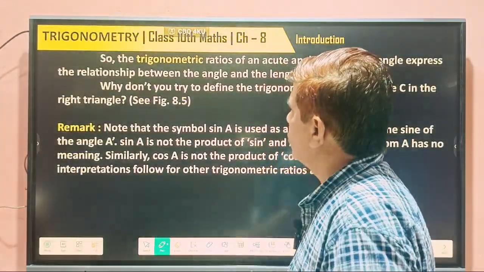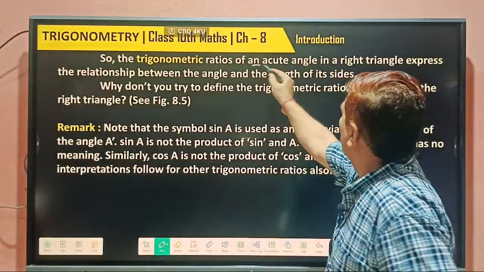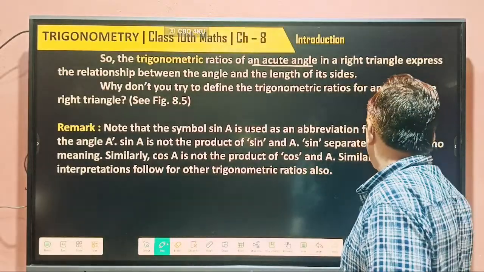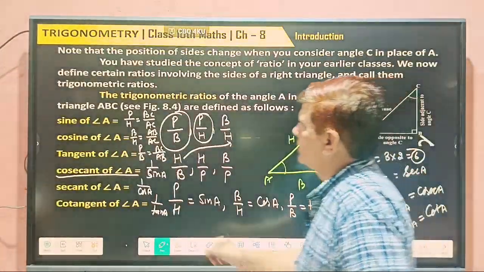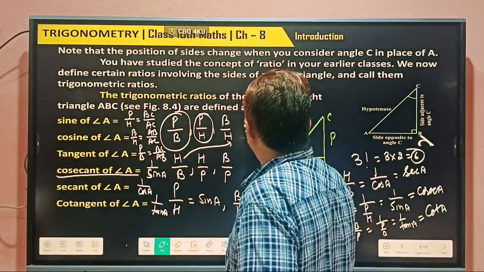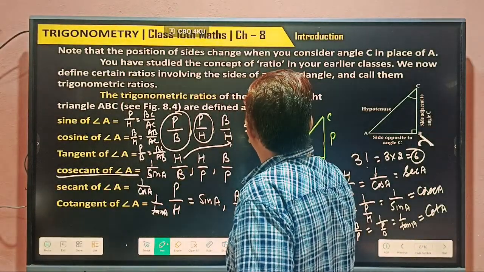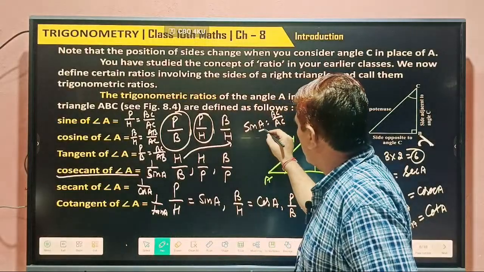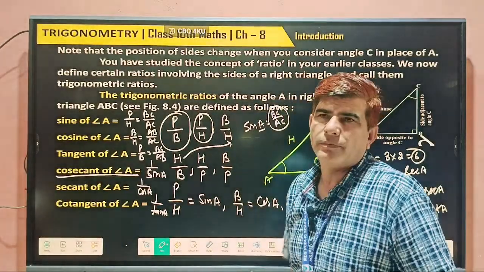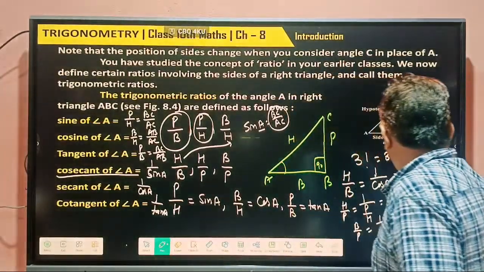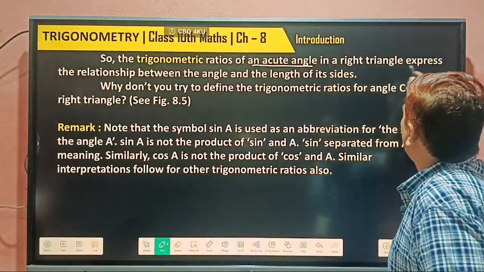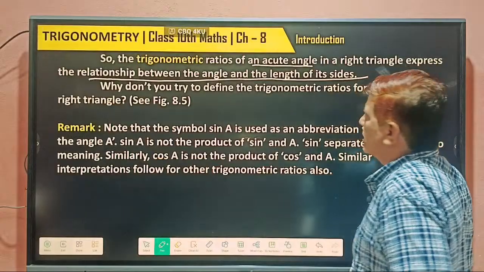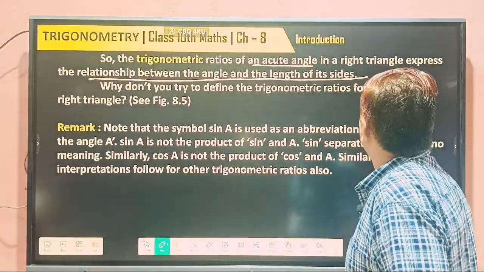So here it is written, as I told you, the trigonometric ratio of an acute angle in a right angle triangle expresses the relationship between the angle and the length of its sides. Like this, sin of A is equal to BC by AC. So this is the angle and these are the sides. An acute angle in a right angle triangle expresses the relationship between the angle and the length of its sides.